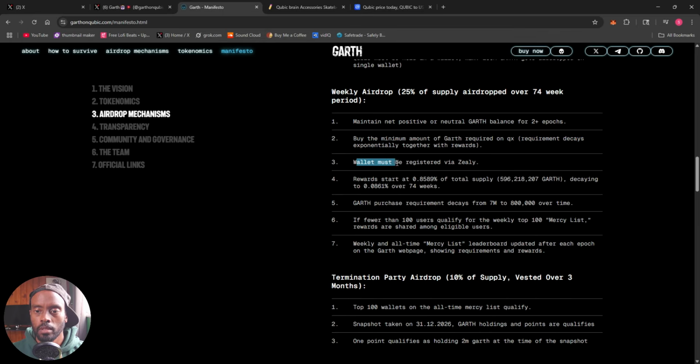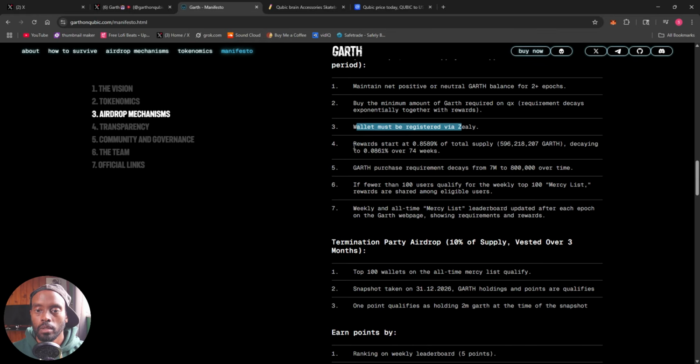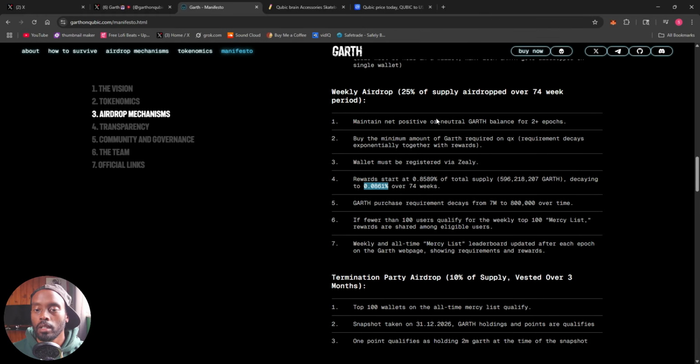Wallet must be registered via Zeely. All right, we talked about that already. Rewards start at 0.859% of the total supply, which is a little over half a billion Garth, decaying to 0.0861% over 74 weeks. Oh, that's what that means. Okay.